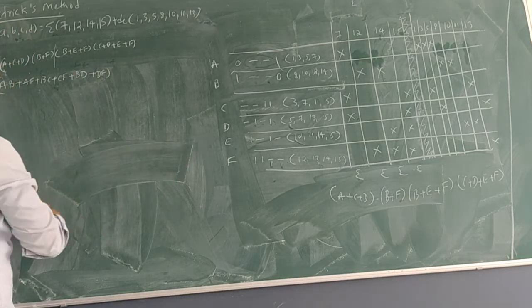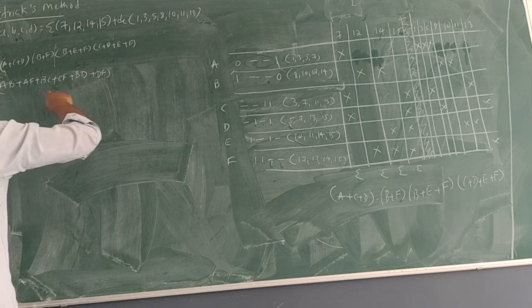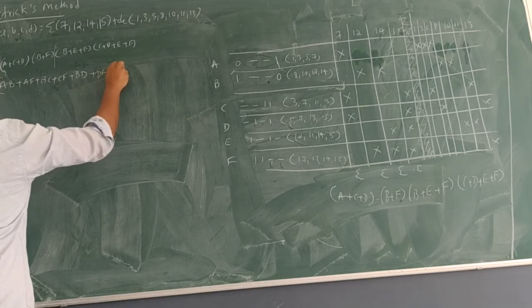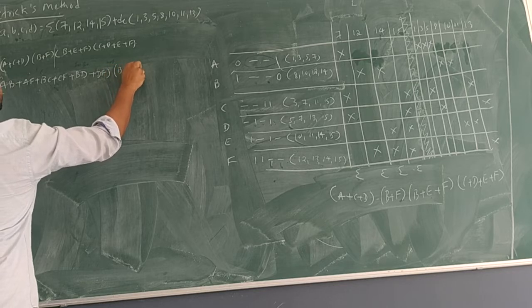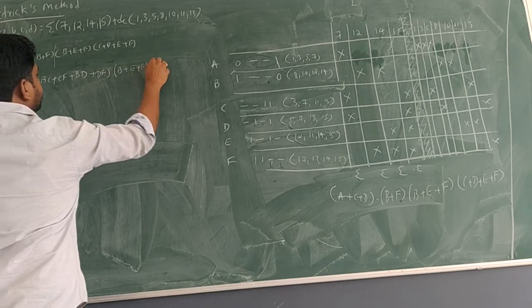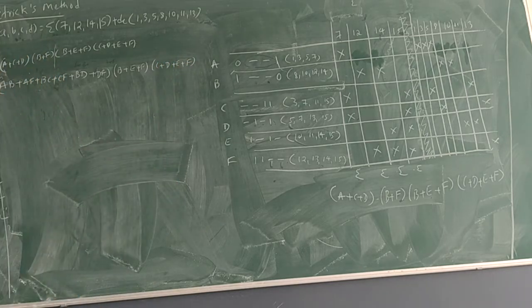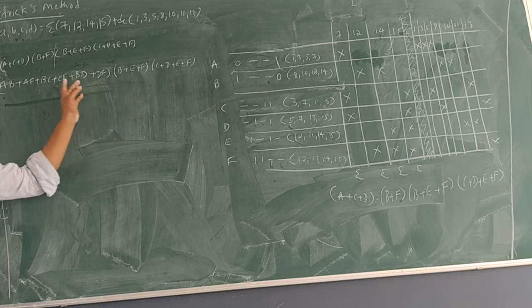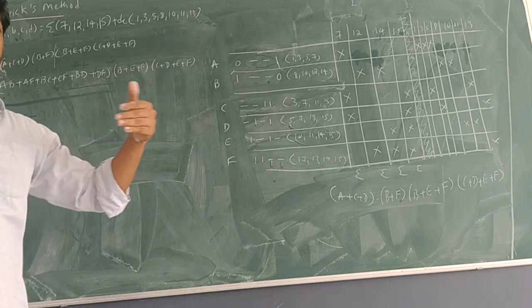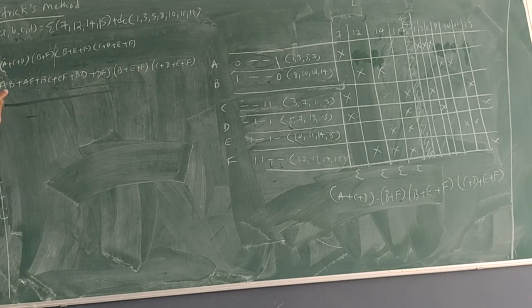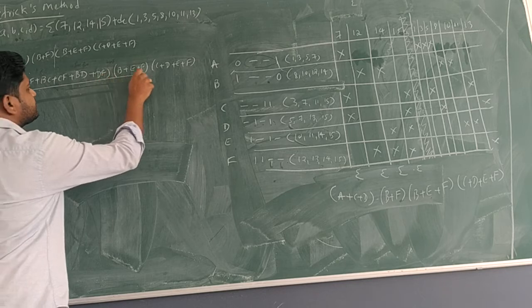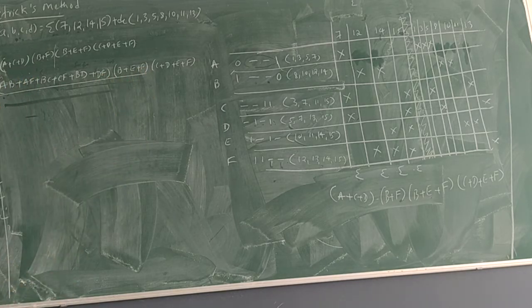Okay, next I will write here B plus E plus F into bracket C plus D plus E plus F. This expansion, hope you will get the solution at that time. AB into B. Okay.